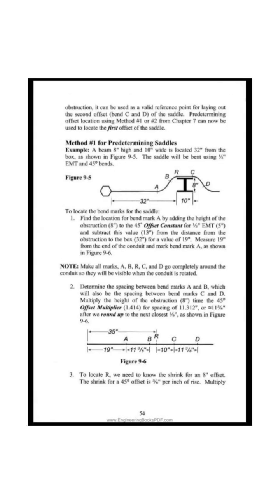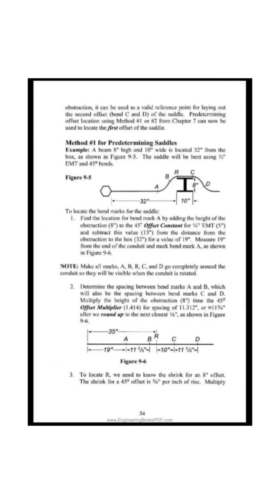1. Find the location for bend mark A by adding the height of the obstruction, 8 inches, to the 45 degree offset constant for 1/2 EMT, 5 inches, and subtract this value, 13, from the distance from the obstruction to the box, 32 inches, for a value of 19. Measure 19 inches from the end of the conduit and mark bend mark A, as shown in figure 9-6. Note: make all marks, A, B, R, C, and D, go completely around the conduit so they will be visible when the conduit is rotated.